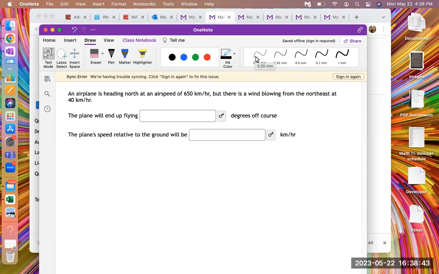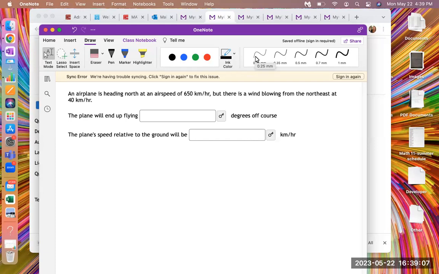I know they're using different words to ask it, but they're just looking for the resultant vector. These two vectors, what is the sum of those two vectors? And what is the magnitude? That's going to be the plane's speed relative to the ground, the magnitude of the resultant vector. And what's the angle?